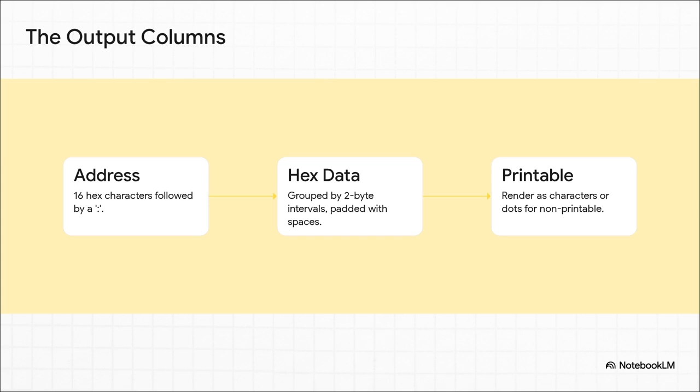Let's look at the specific layout they're demanding here. Each line of your output must have 3 distinct columns. Column 1 is the exact memory address of the first character, formatted as 16 hex digits followed by a colon. Column 2 is the hexadecimal content of those 16 bytes, but grouped into 2-byte pairs separated by spaces. And then, column 3 is the contents rendered as printable characters, replacing anything unprintable with a dot. You'll have to build loops within your main loop to handle these columns line by line.